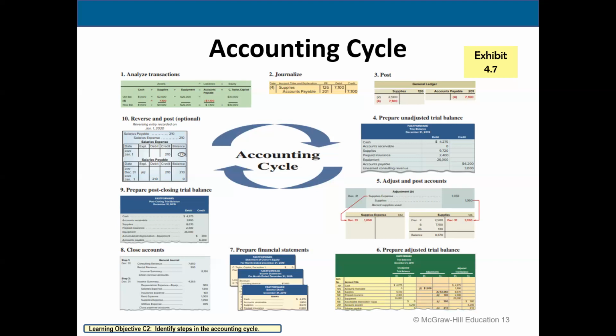So that's the accounting cycle. And again, a lot of this is done by computers now. As accountants, we just have to understand the process well enough that when there are errors or when there are audits, we can go through and explain the process and find any issues that we need to.